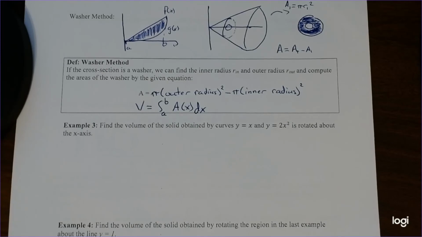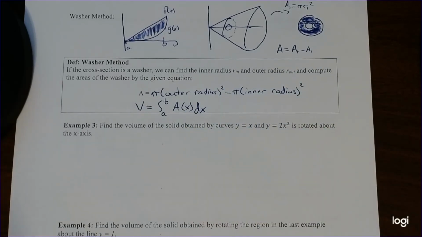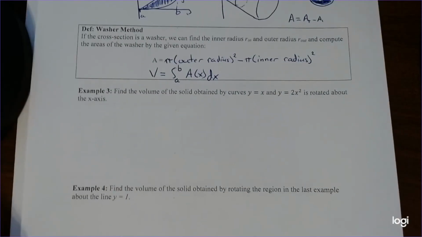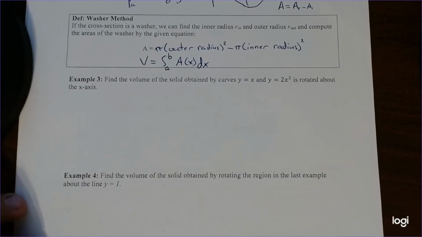So this is the reason why I call this a little tricky, because you have to identify which is the outer and which is the inner, and then square them and subtract them. If you flip them around, you do get a completely different number. So that's what you have to be careful of. So let's try an example so you can see how this is applied using our washer method. Find the volume of the solid obtained by rotating the curves y equals x and y equals 2x.